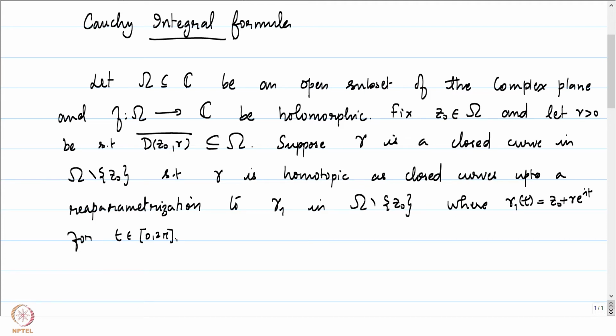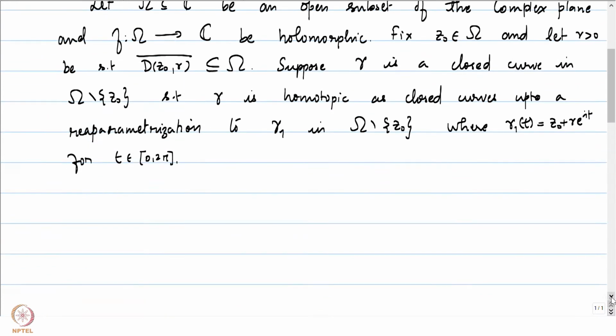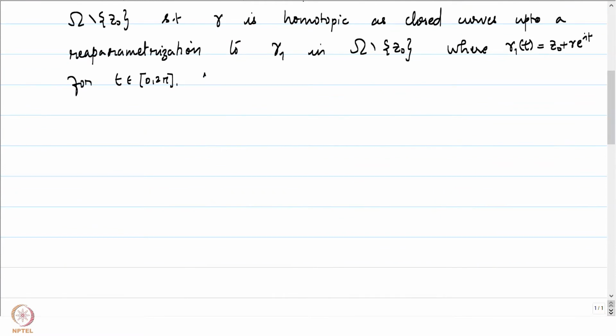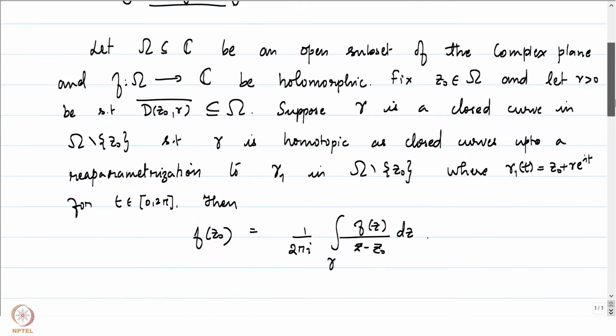This is the circle of radius r around z0, and what we are demanding is that gamma is homotopic in omega minus z0 to this particular circle. Then the conclusion is that f at the point z0 is equal to 1 by 2 pi i times the integral over gamma of f of z by z minus z0 dz. Okay, let's look at the statement once more.